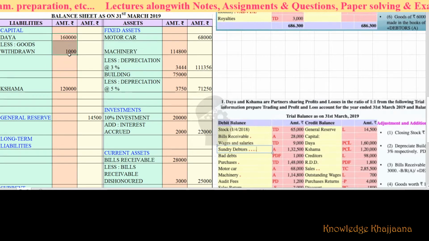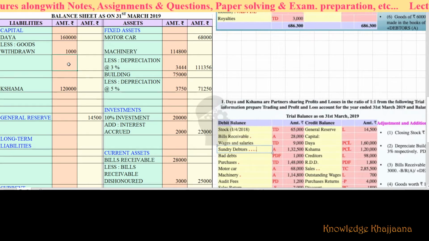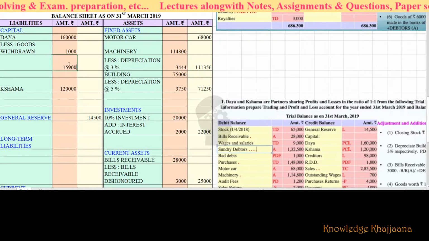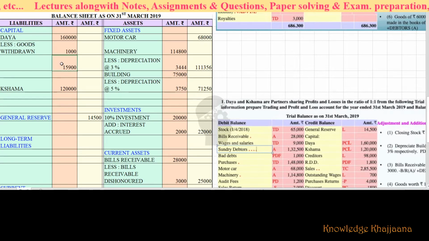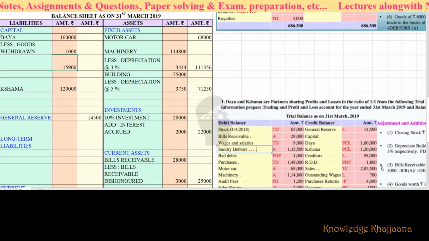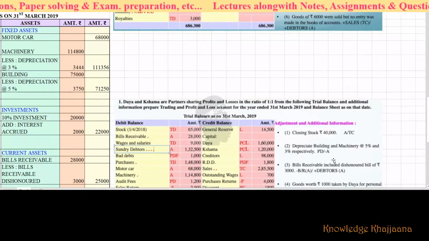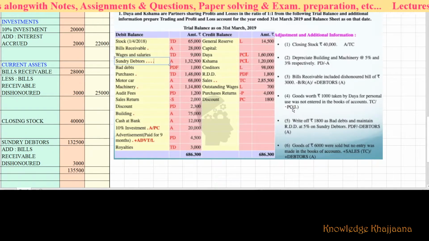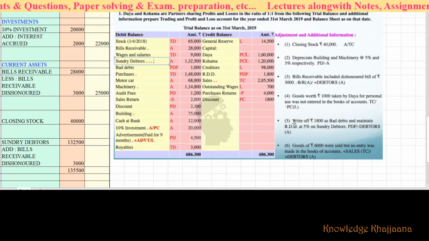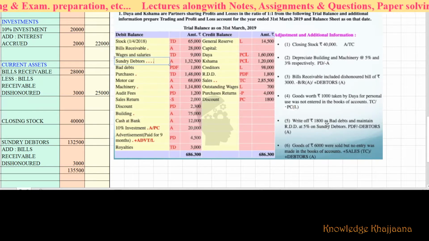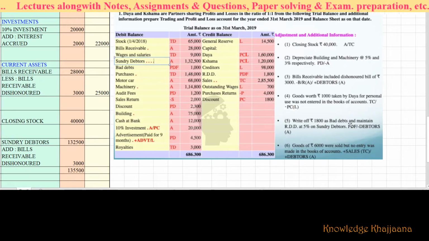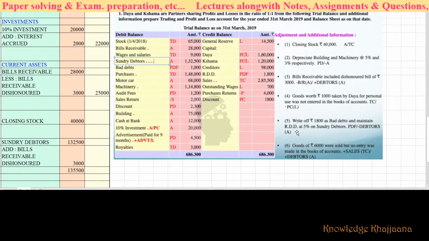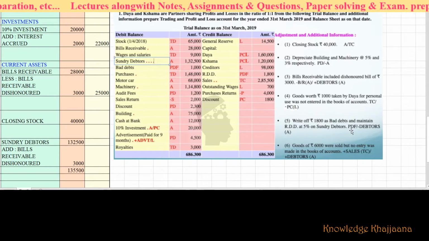Okay, it will become 1,59,000, right, because we are going to deduct it. Okay, then, for the personal use and was not entered in the books of accounts. Then write off rupees 1,800 as bad debts. Okay, write off rupees 1,800 as bad debts and maintain RDD at 5% on sundry debtors.